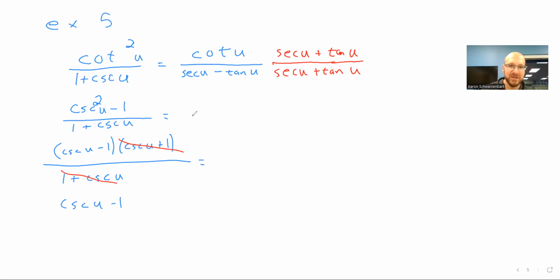Okay, so I'm left with cotangent u secant u. So I'm going to distribute while I do this. Plus secant u times tangent u, or cotangent u times tangent u is 1. The denominator, I've got a difference of squares, or conjugates, so I get secant squared u minus tangent squared u.